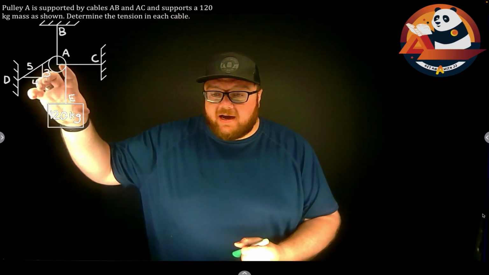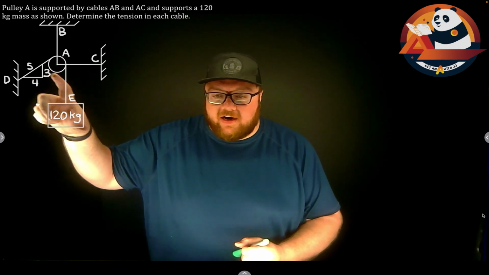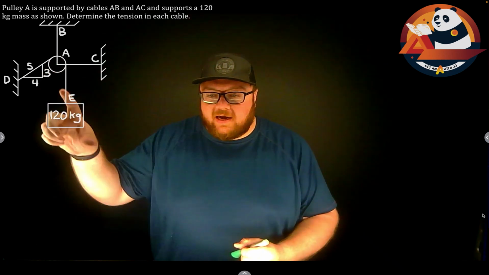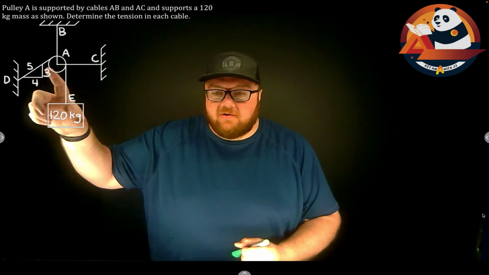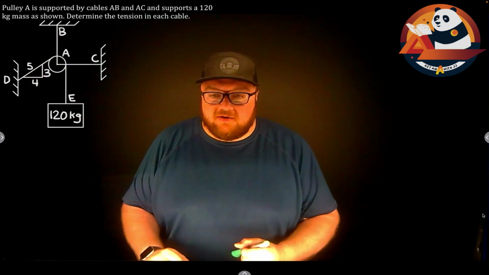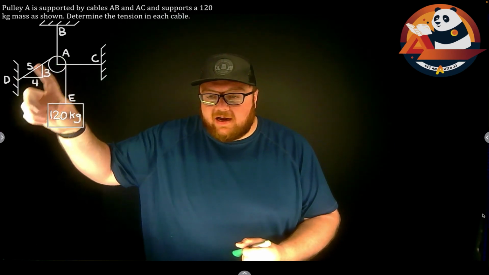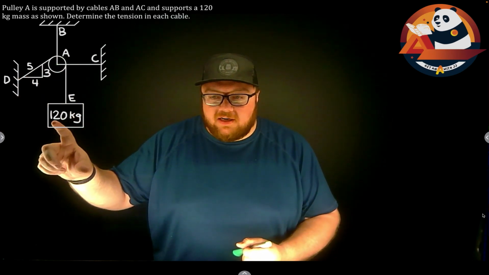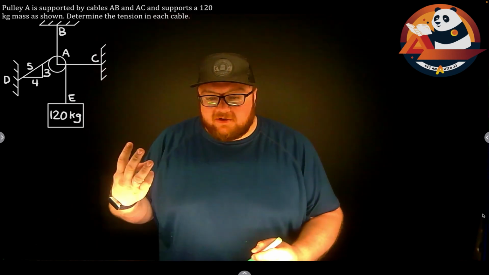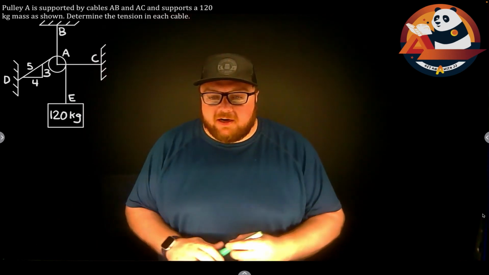So our example, we have pulley A, our circle right here, supported by cable AB going straight up and down, cable AC, our horizontal cable, and then there's a cable that goes from E around the pulley at A over to D that's supporting this 120 kilogram mass. We're going to try to figure out our tension in each cable. So 3 cables in there. We should be able to get all of them.